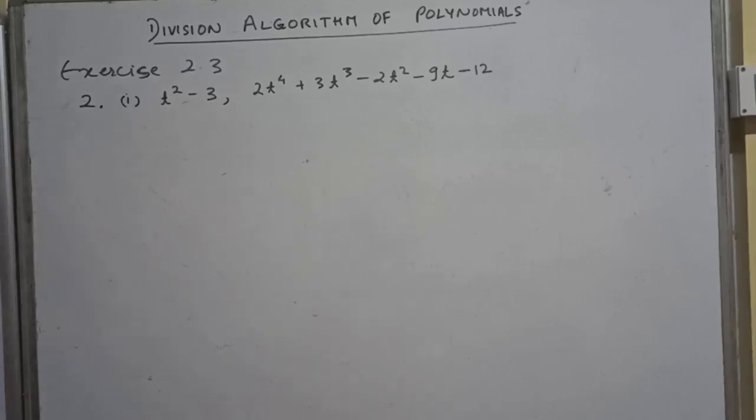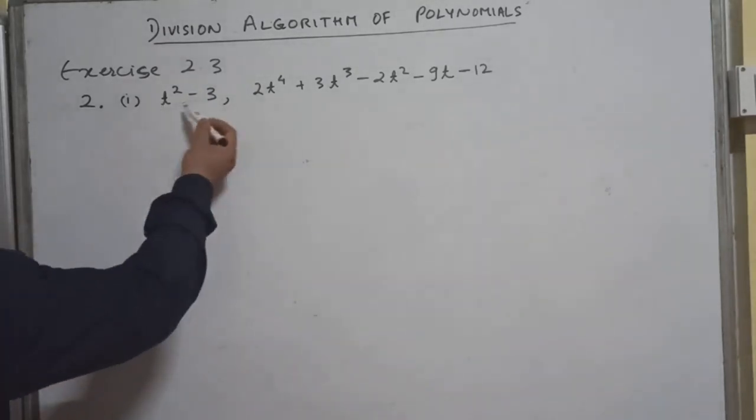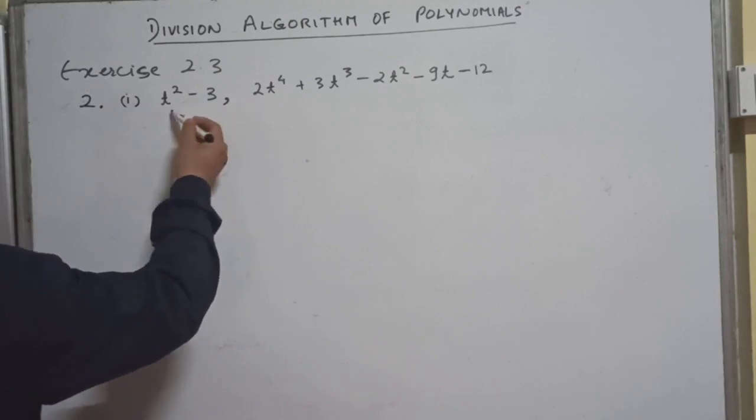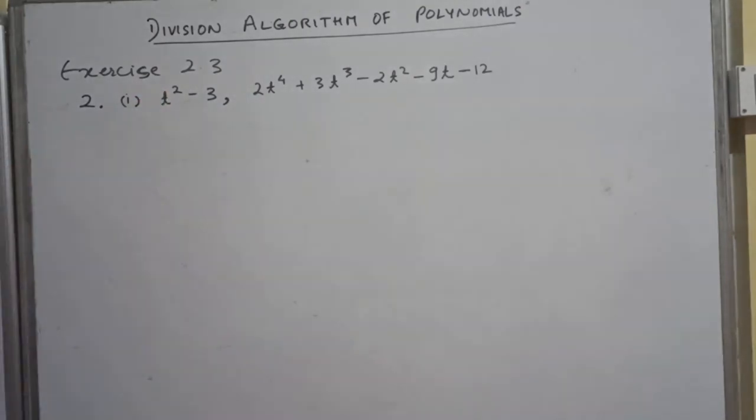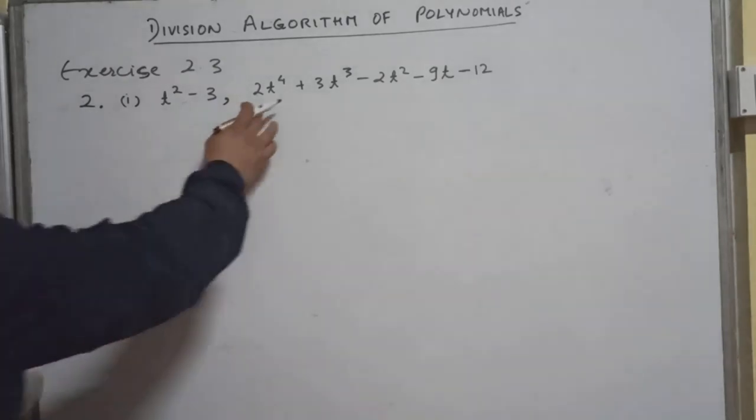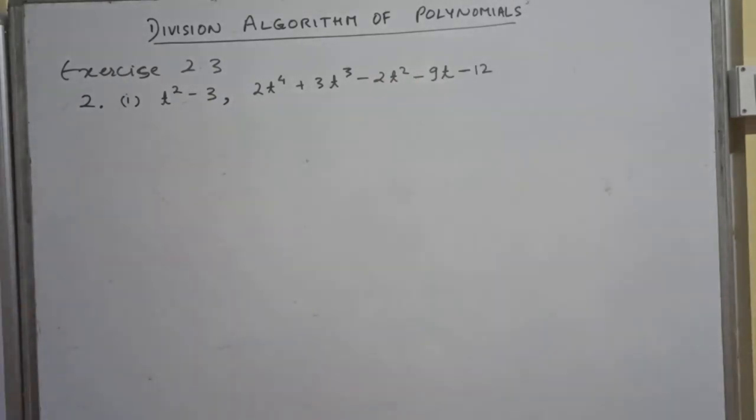In this video, we will be learning about division of a polynomial by another polynomial. In this question, exercise 2.3 question number 2, it reads: check whether the first polynomial, that is t square minus 3, divides the second polynomial. So the first polynomial is a factor of the second polynomial if, by dividing the second polynomial by the first polynomial, we find out whether it is the factor.